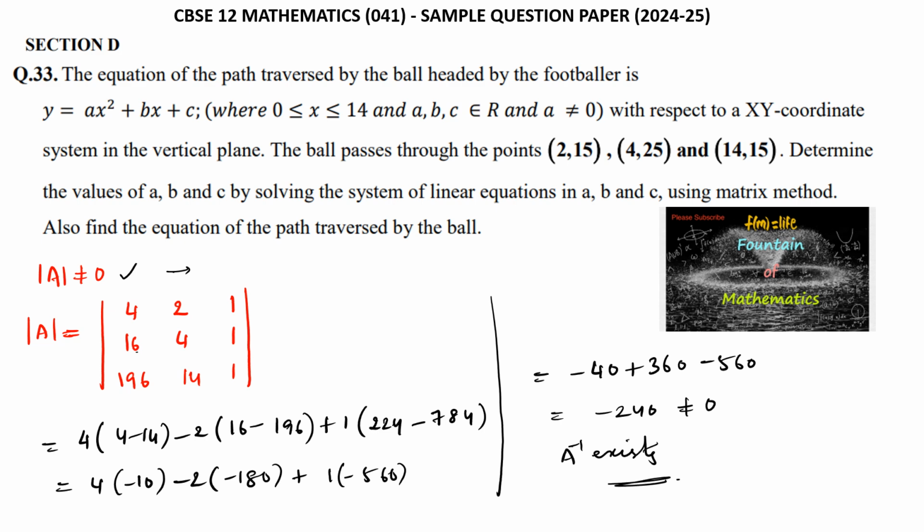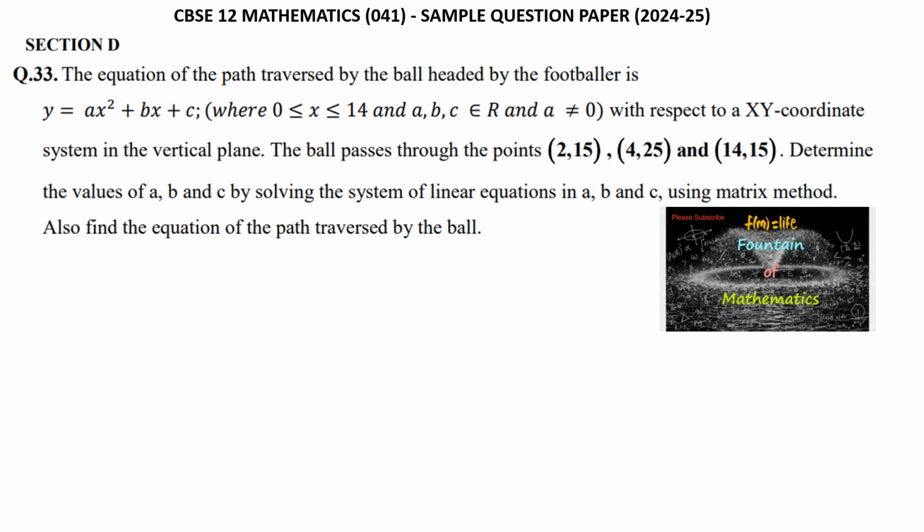Now let's find the inverse of the matrix A. We have A inverse is equal to 1 by determinant of A into adjoint of A. So let's find the adjoint of A.